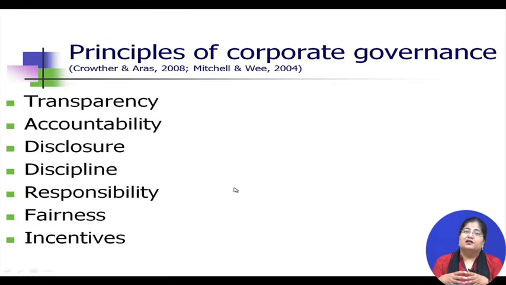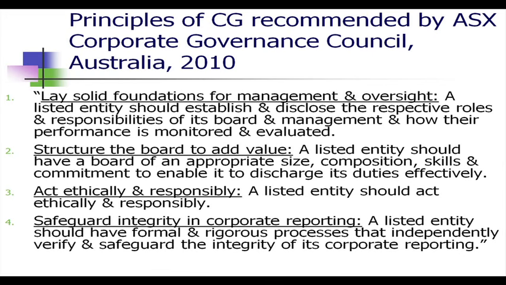The principles of corporate governance broadly are transparency, accountability, disclosure, discipline, responsibility, fairness and incentives. Incentives, why? Because after all we are talking about profit making organizations, and people who do the work need to be suitably compensated. What are the incentives for putting a structure in place and following it? And of course ensuring that whatever you do is done in an ethical manner, in a fair and square manner. Principles of corporate governance recommended by the ASX Corporate Governance Council Australia in 2010.